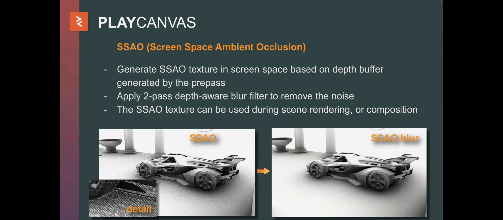Then another pass, as I mentioned, is SSAO. We generate that in screen space as typical, and it's based on the depth buffer. Depending on the number of samples you use, the image is quite noisy. So as I mentioned before, we apply depth-aware blur filters to get rid of the noise, and we end up with a very convincing self-shadowing kind of image that is consumed either during the rendering for better quality or during the final composition as just an overlay on top.